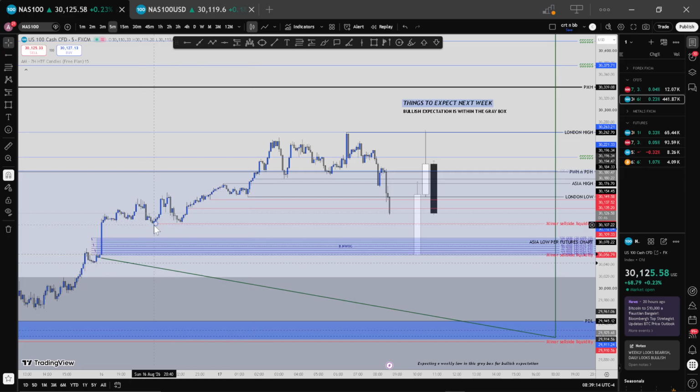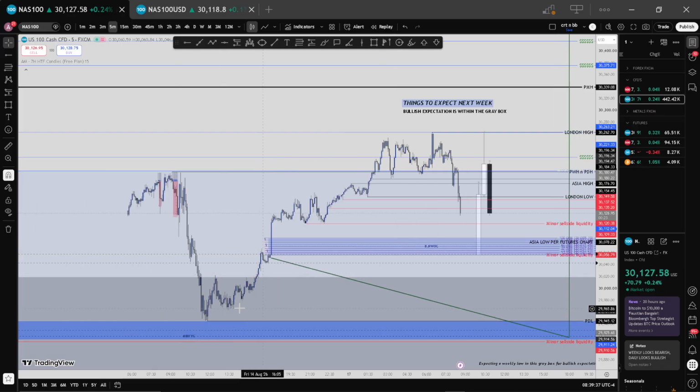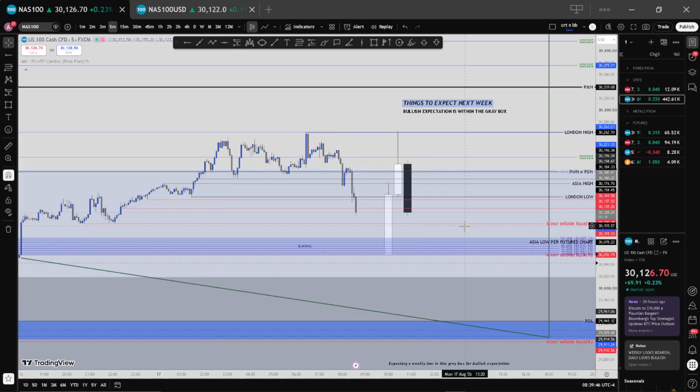So we can see price during Asia was just trading to the upside, but we're taking out buy side, leaving sell side, taking out buy side, leaving sell side. And since my expectation was bullish within this gray box and we started trading to the upside, I wanted to see a flush, taking all this out, coming back inside here maybe, and taking out this low in here before going to the upside. So this is my narrative within this price action.